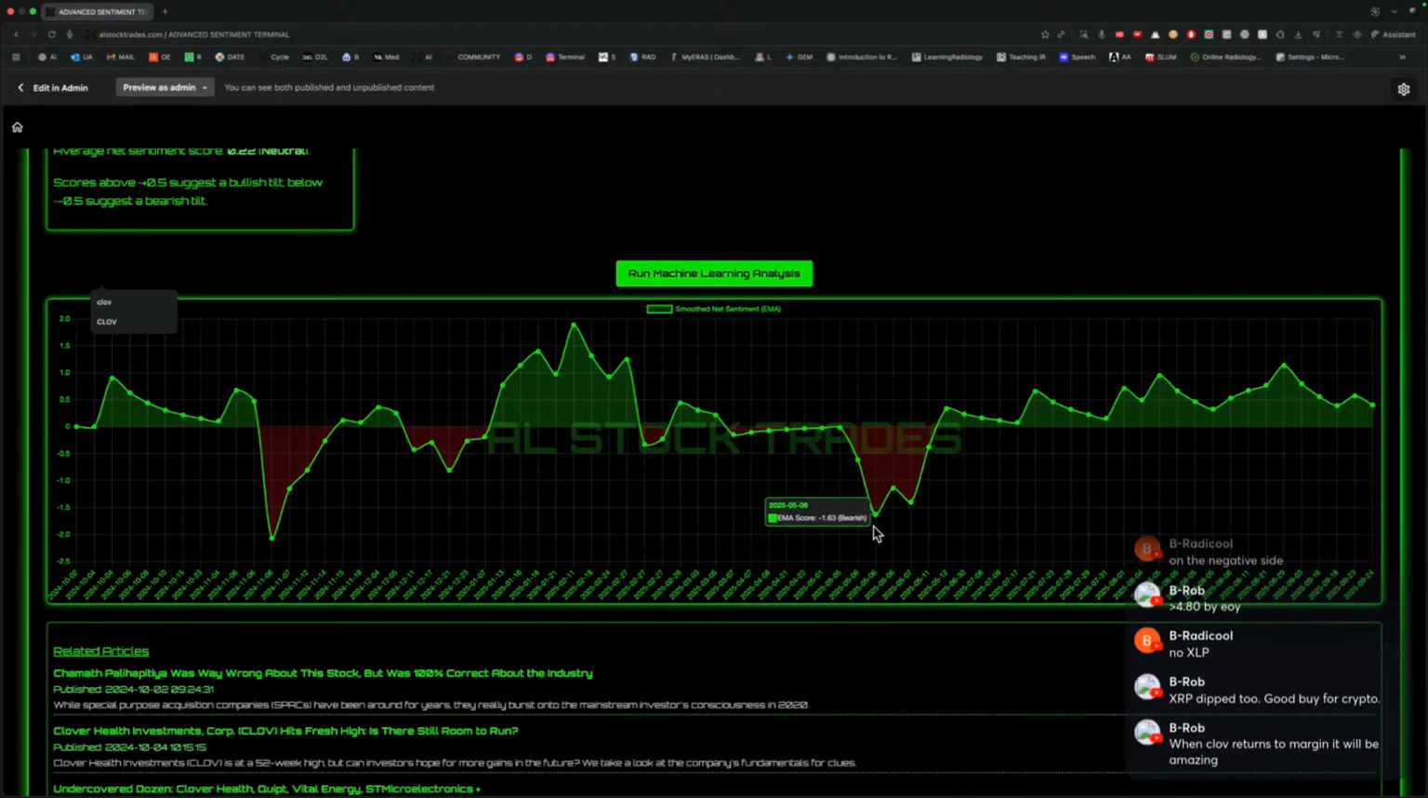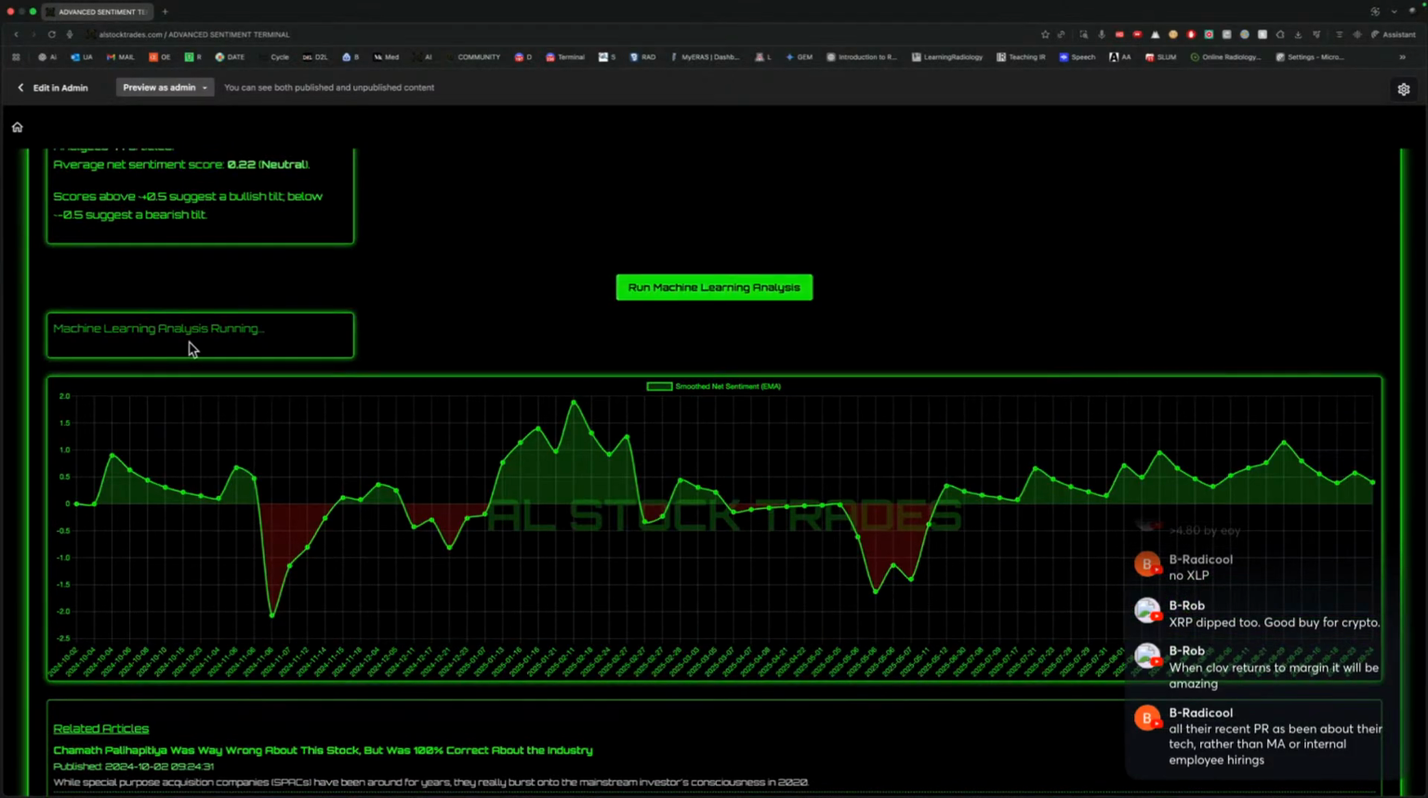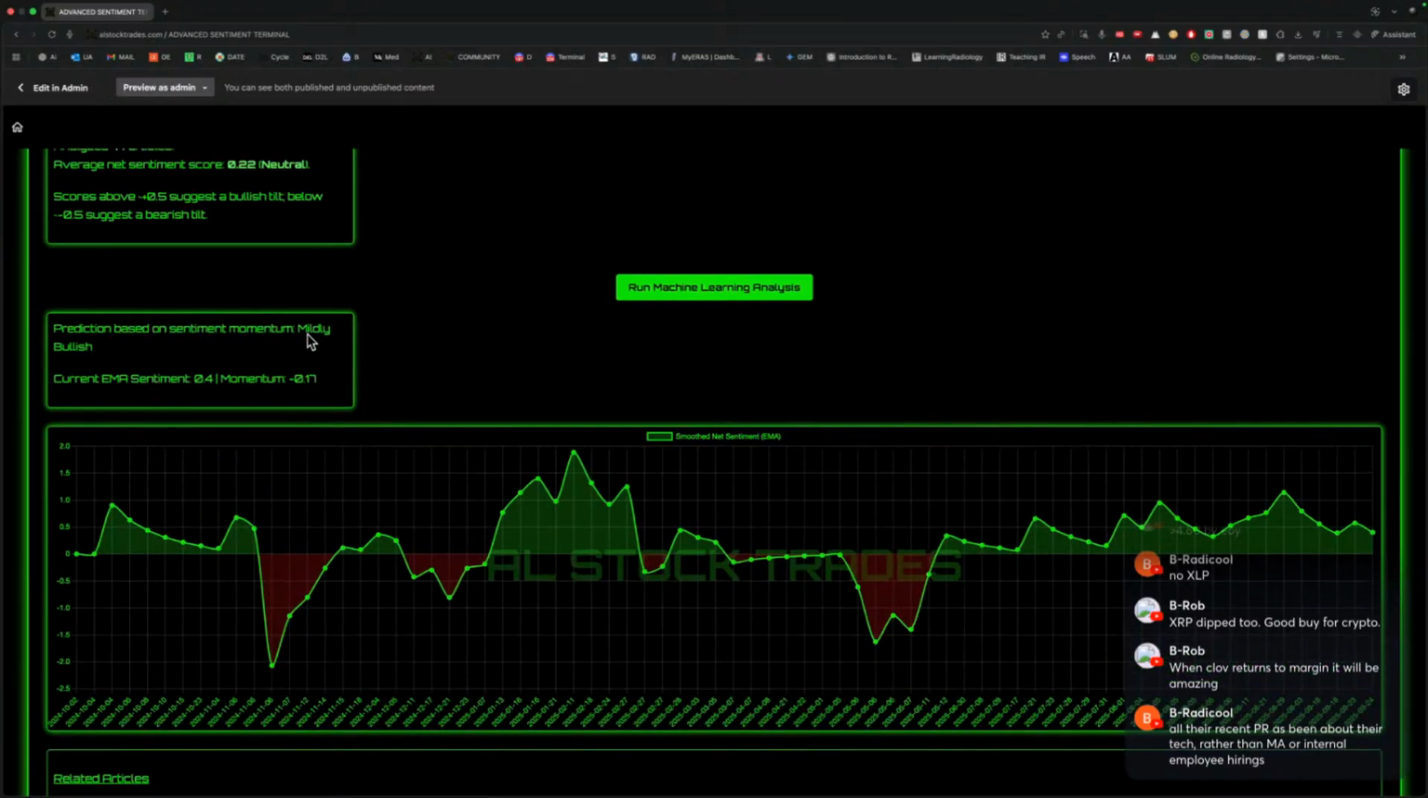But you could see we were definitely negative in sentiment here in May, and then positive up here, and then the stock price was down in August, so it didn't make sense. The news was positive, but retail was not doing well. Retail was selling, and we have a bullish tilt. We run our machine learning analysis and see mildly bullish, so you have that.